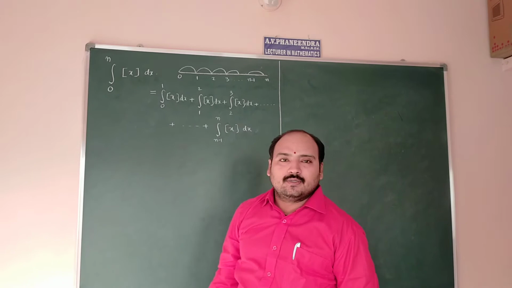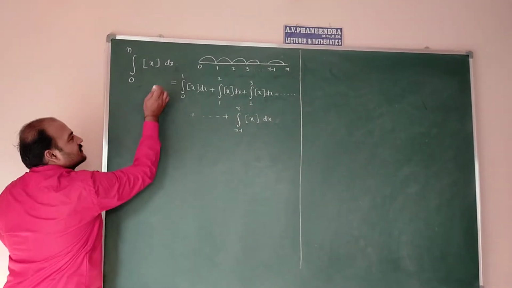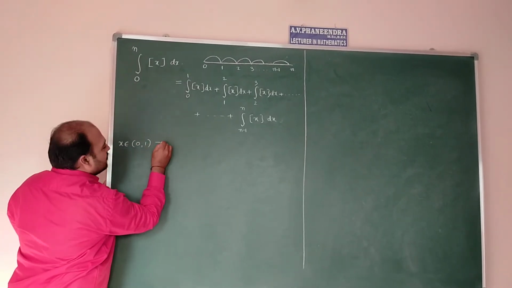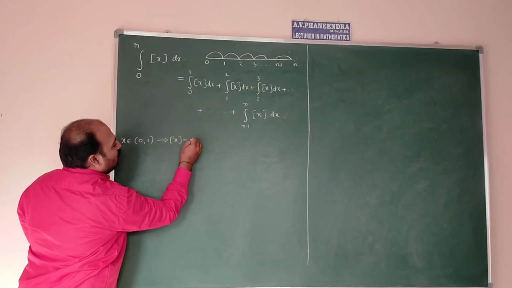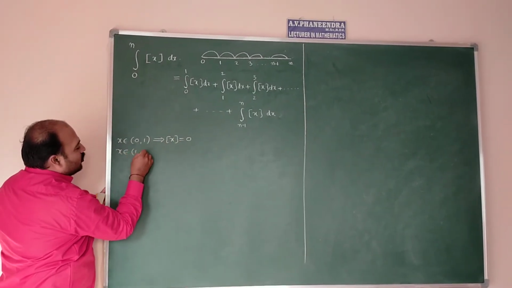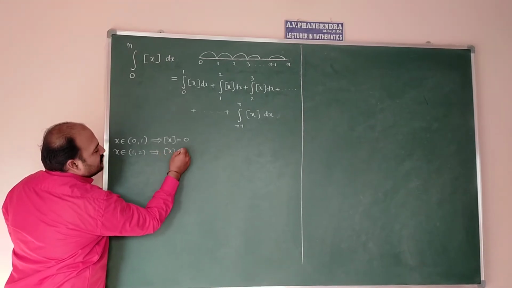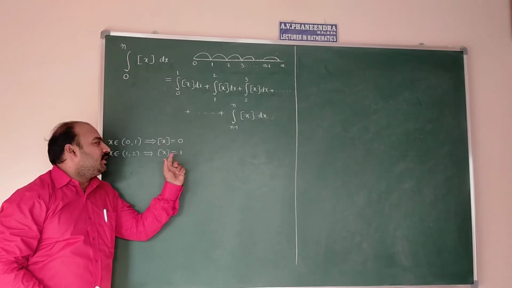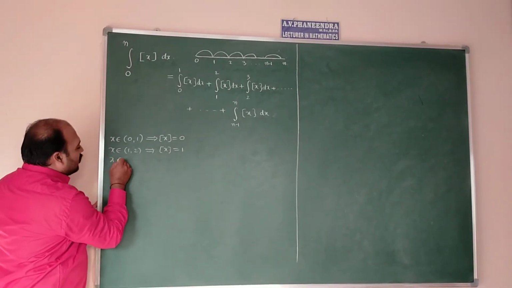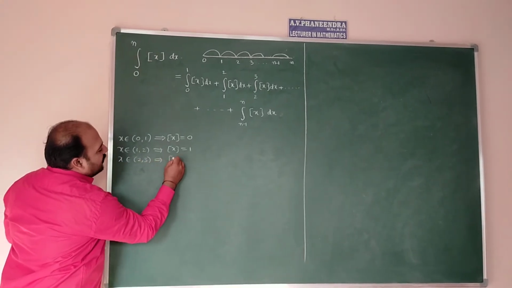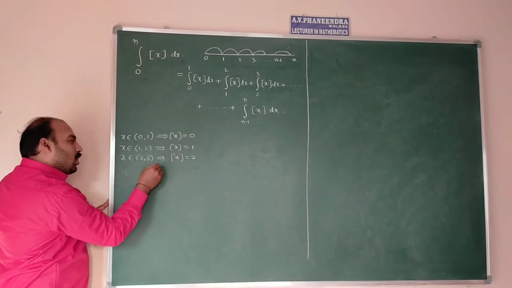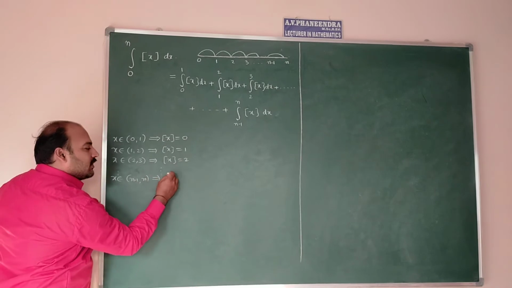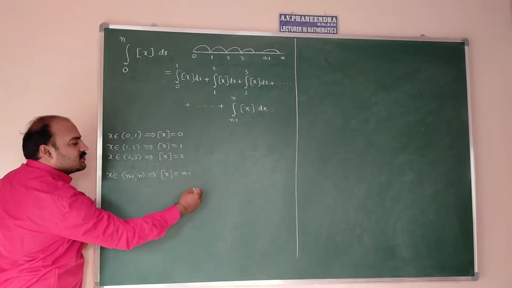After that, how to proceed? We already discussed in the previous classes. X belongs to 0 to 1: in this interval, the step x value is equal to 0. X belongs to 1 to 2: step x value is 1. In between 1 and 2, any value you take in step x or greatest integer function, it will take only the integer, that is 1. X belongs to 2 to 3 implies step x is equal to 2. And so on. X belongs to n minus 1 to n, step x value is equal to n minus 1.